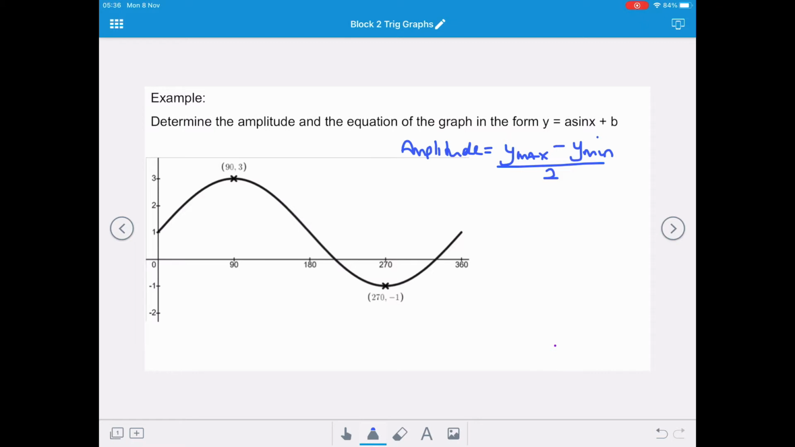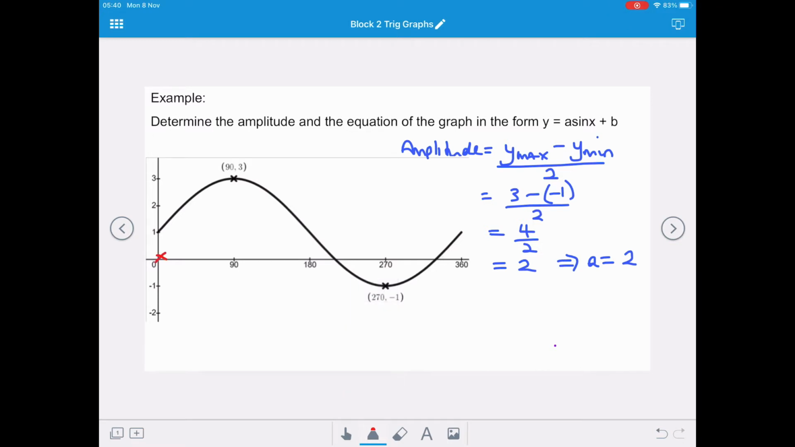So the maximum value from our coordinates we can see is 3, and we're going to subtract the minimum value, which is -1, and we're going to halve this. So it's 4 divided by 2, giving us an amplitude of 2. Be careful when working with negative numbers. So a equals 2 because a corresponds to the amplitude of our curve.